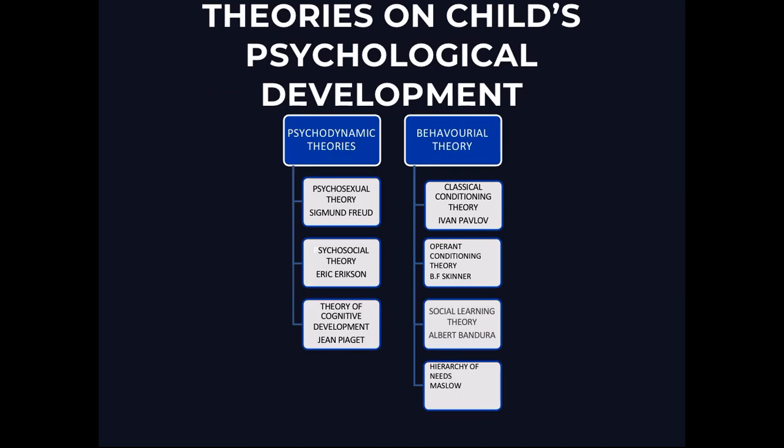Next are the behavioral theories. They are the classical conditioning theory by Ivan Pavlov, Skinner's operant conditioning theory, Bandura's social learning theory, and hierarchy of needs by Maslow. Now, what questions can you get from these? They can give you 4 options, and they can ask you which of the following is a psychodynamic theory, or which of the following is a behavioral theory, or all of the following are behavioral theories except. So you need to know the names, know the class in which they fall, and know the year and the scientist who has put forward that theory.